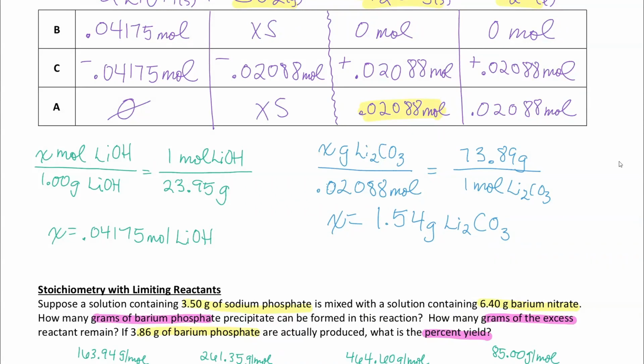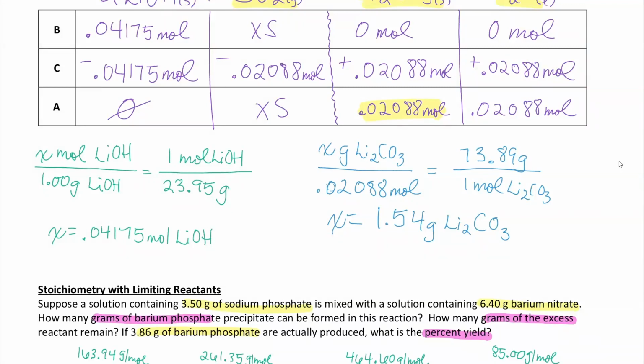Percent yield. You're given the actual yield in the problem. You either have to be given actual yield or you have to determine that in the lab setting. So it's 1.17 grams are actually formed. This is our theoretical yield. You're always going to find theoretical using stoich.